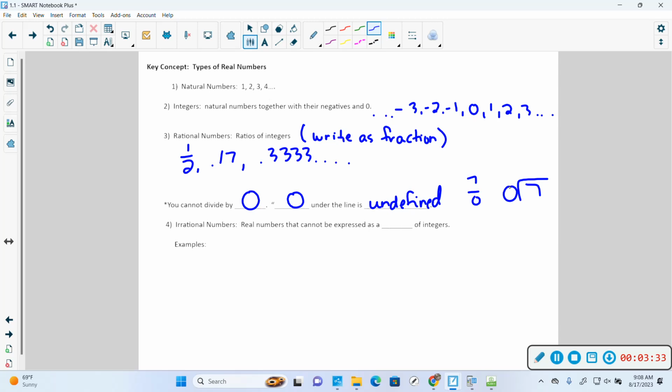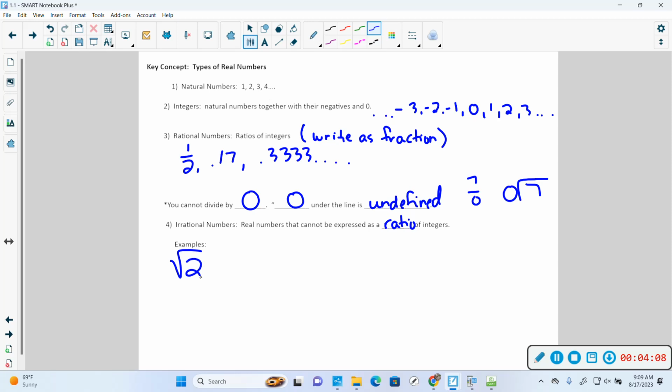All right, also, irrational numbers. Real numbers that cannot be expressed as a, my favorite word, ratio, fraction, of integers. So now you cannot write it in fraction form no matter how much you want to try. So for instance, let's do a square root. If you type the square root of 2 in your calculator, it's 1.41. All the numbers don't repeat. There's no pattern. It goes on forever. There's no way you can write it in a fraction form.